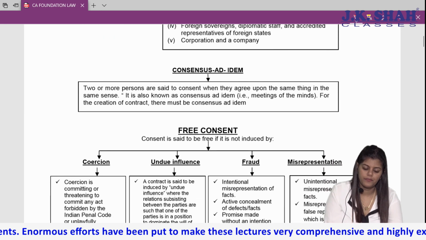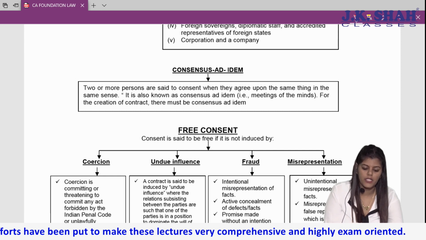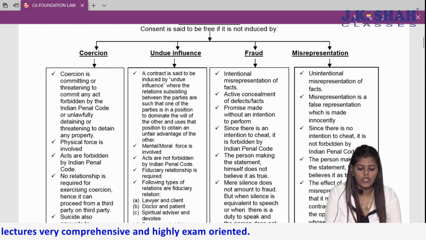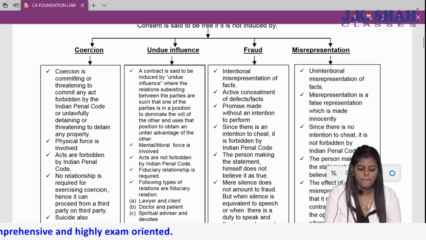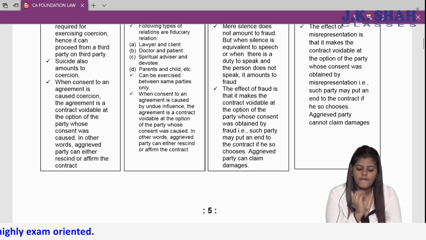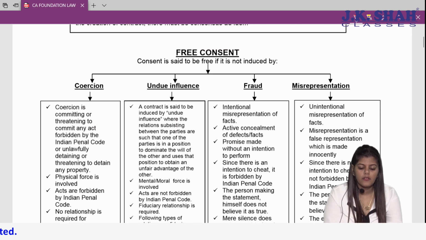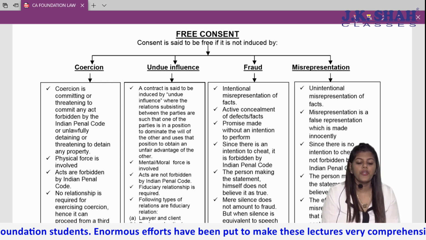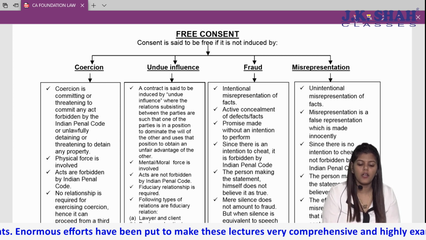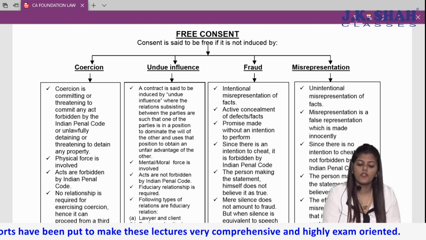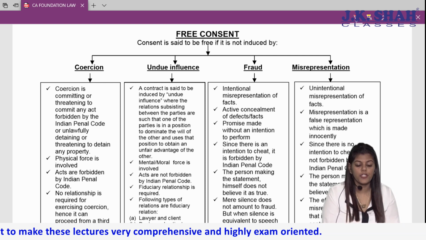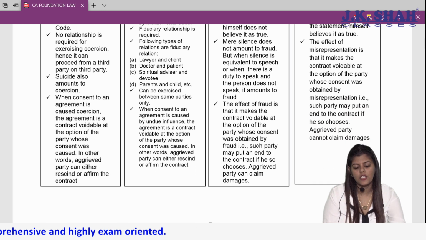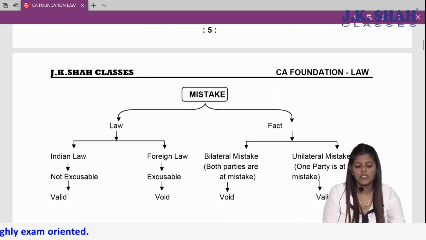Consensus ad idem. As I told you, meeting of minds. Now, free consent, I've just tried to put the whole thing in one chart. Free consent, we saw consensus ad idem. Consent is said to be free if it is not induced, means obtained by coercion, undue influence, fraud, misrepresentation, and then you have mistake.